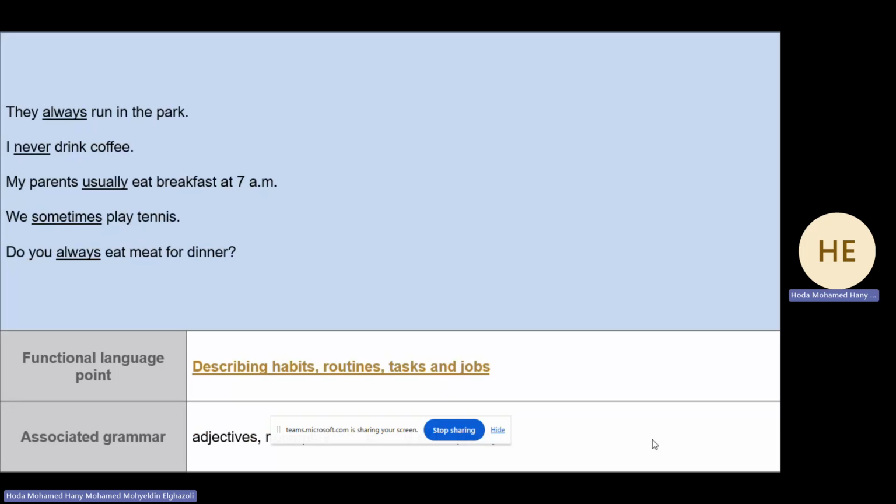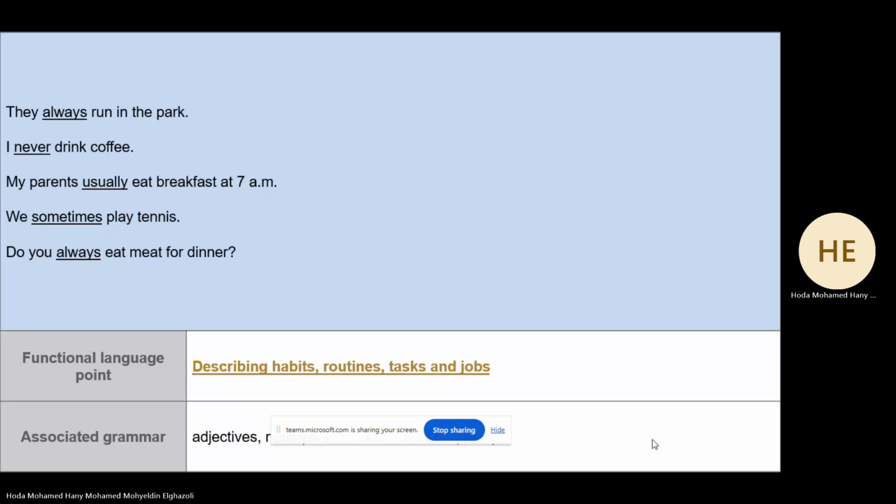Number 3, my parents usually eat breakfast at 7 a.m. Usually, normally. There are days that they don't eat breakfast at 7, but usually they eat breakfast at 7. Sometimes they eat breakfast at 8. So usually means like a habit. Number 4, we sometimes play tennis. Sometimes, not every day, not usually, maybe once a week or twice a week.